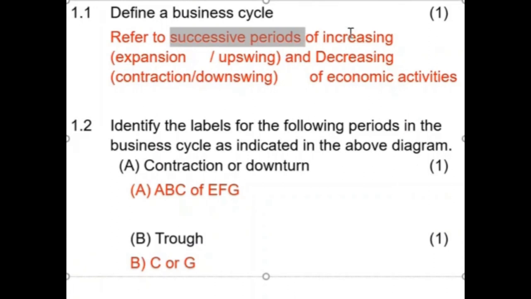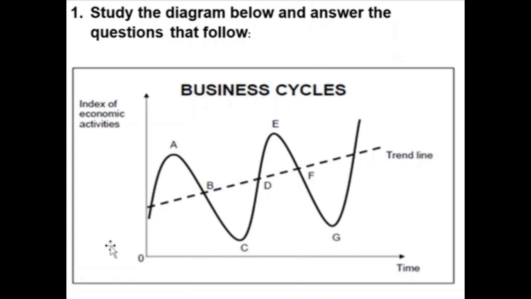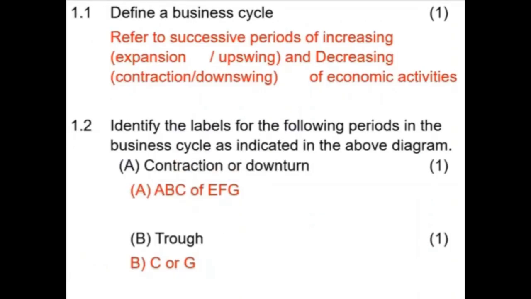Successive periods of increasing, decreasing. You can say ups and downs of economic activities. If you just say successive periods of increasing and decreasing, that doesn't mean anything. You must say of what? Economic activities. Okay. So now they want us to identify a downturn. So let's just look here. A downturn. At what point is it not going well with our economy? Can you see? A, B, C, definitely a downturn, downhill, down the drain. Nah, it's not going good. Or it can also be E, F, G. That's another downturn. Both of them, downhill, not going well. So you could either say A, B, C or E, F, G. Same thing. Then they wanted you to identify any trough. So just check it here.